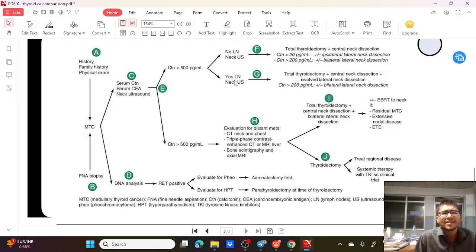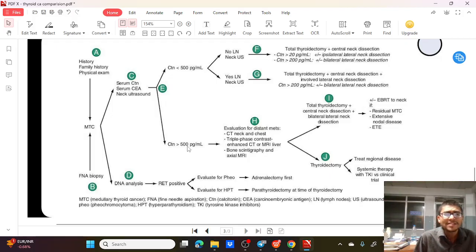Then when there is lymph node positive, then we'll go for total thyroidectomy, central neck dissection with lateral neck dissection, and we'll go for a bilateral neck dissection when the calcitonin is more than 200. So we have to understand that if the neck node is positive, we'll go for involved lateral neck dissection, and if the calcitonin is more than 200, we'll go for bilateral neck dissection.